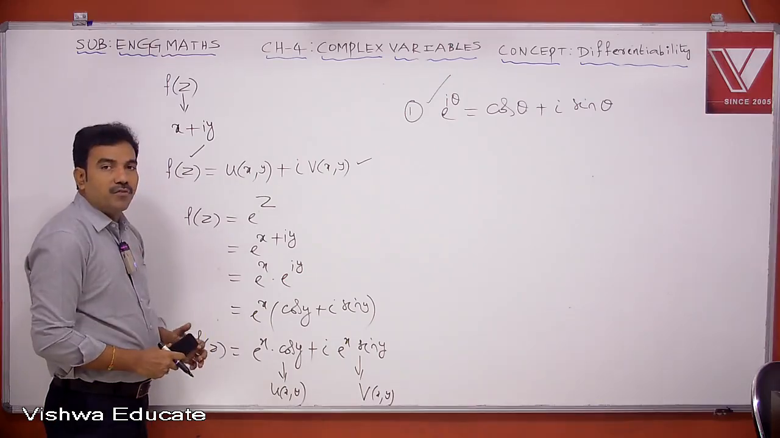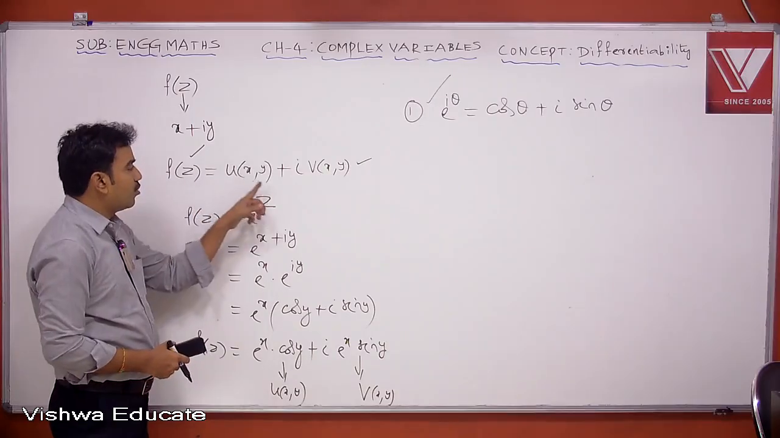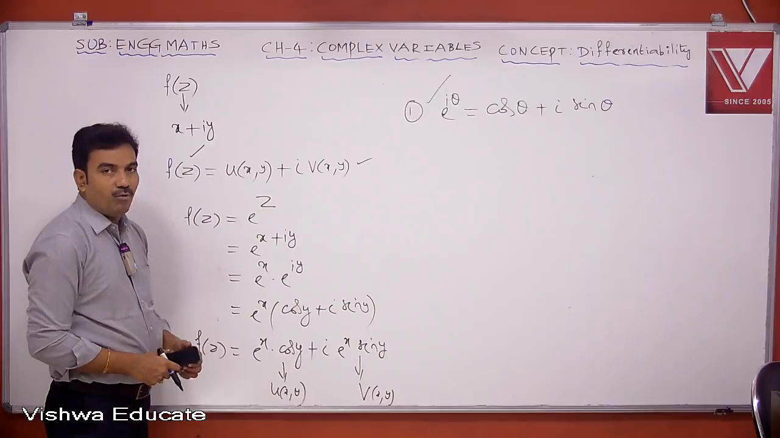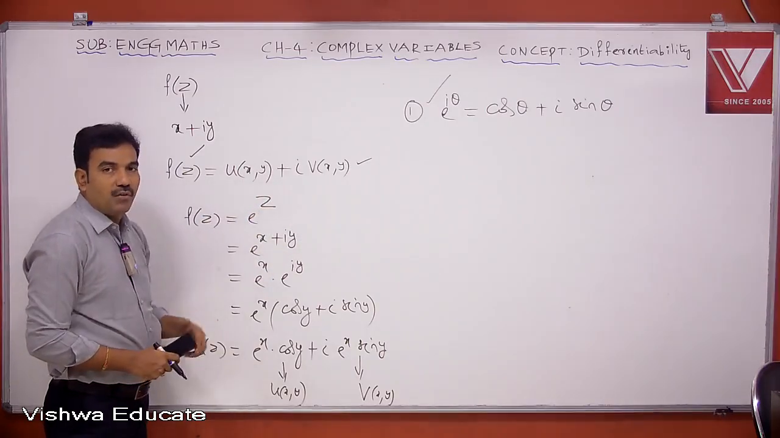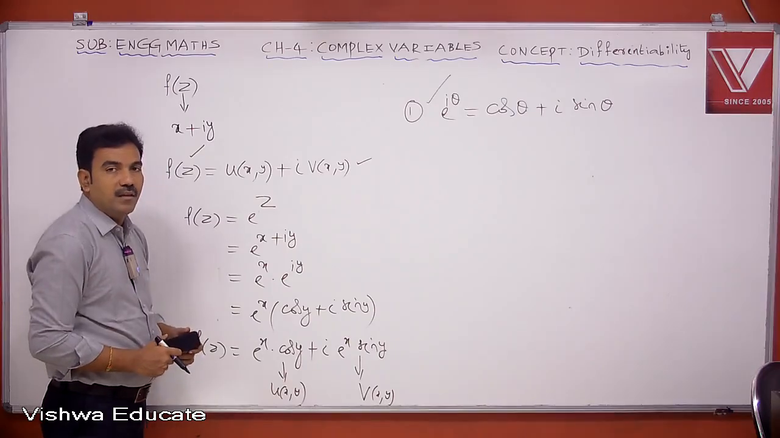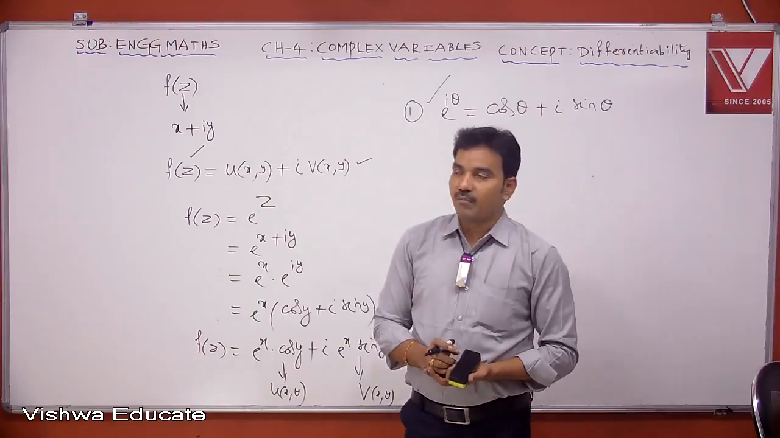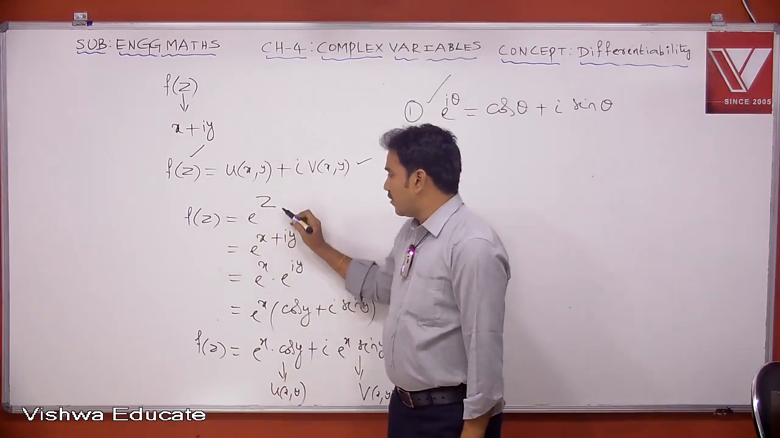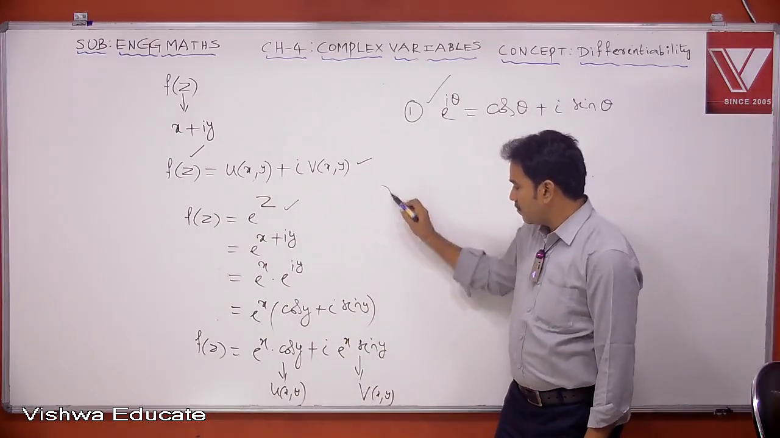Every complex valued function f of z can be expressed in the form f of z equal to u of x comma y plus i into v of x comma y, where u comma v are functions of variables x and y. So you apply this result for this, finally you will get this. Write all these points.